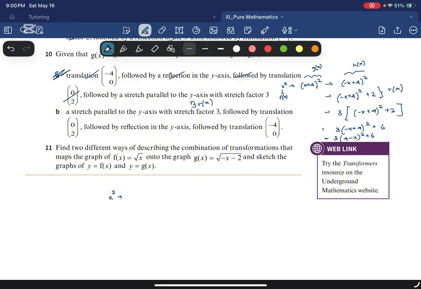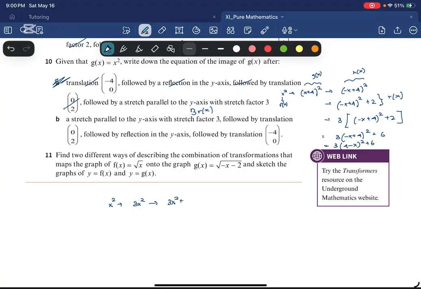We start with x squared. It says a stretch parallel to the y-axis with a stretch factor of 3. That is 3x squared, followed by its translation this, 3x squared plus 2, followed by a reflection in the y-axis. A reflection in the y-axis means you want to change the sign. So this is a symmetrical graph, right? So 3 minus x squared plus 2 is still 3x squared plus 2, followed by reflection of that, followed by this translation. So 3x plus 4 squared plus 2. So that is your answer for B. And we're done.